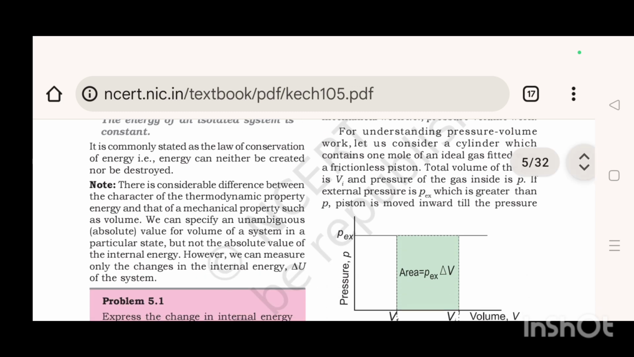Note, there is considerable difference between the character of the thermodynamic property energy and that of a mechanical property such as volume. We can specify an unambiguous value for the volume of a system in a particular state, but not the absolute value of the internal energy. However, we can measure only the changes in the internal energy of the system.